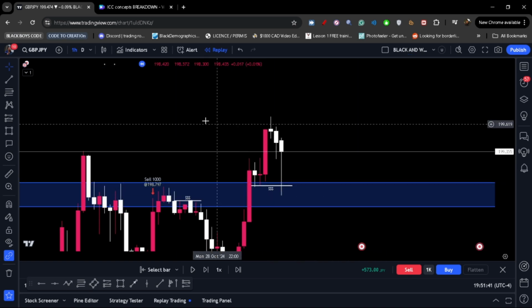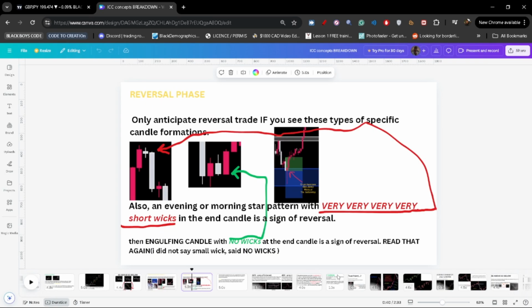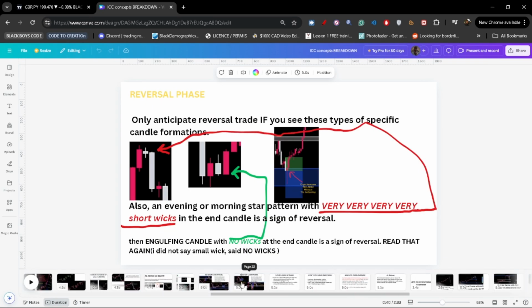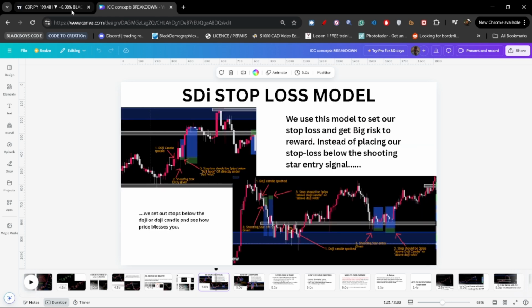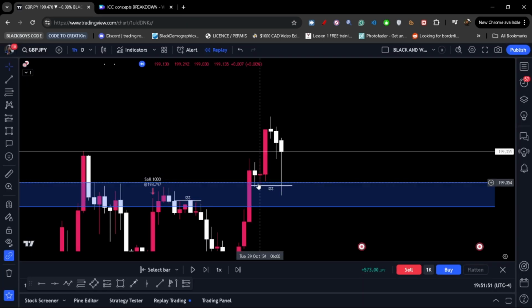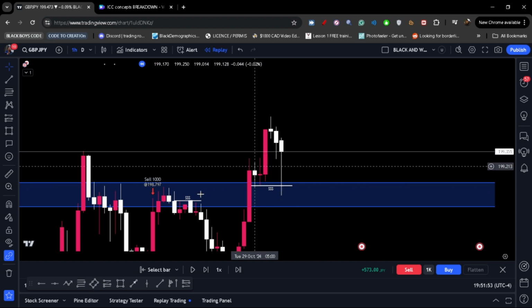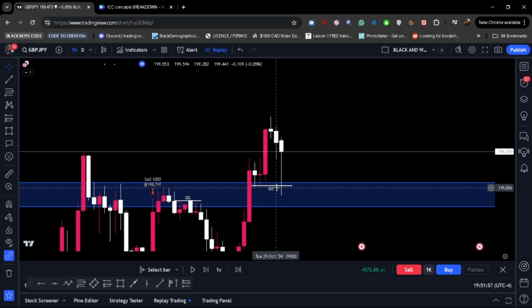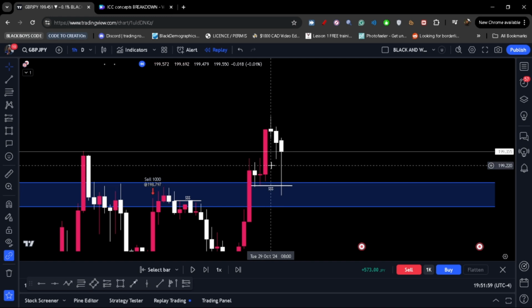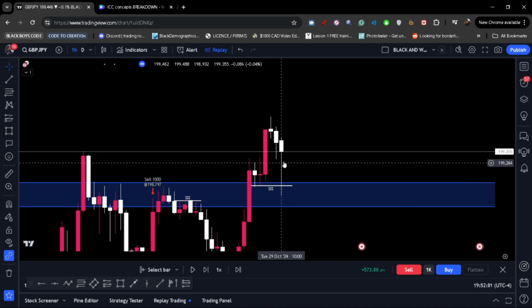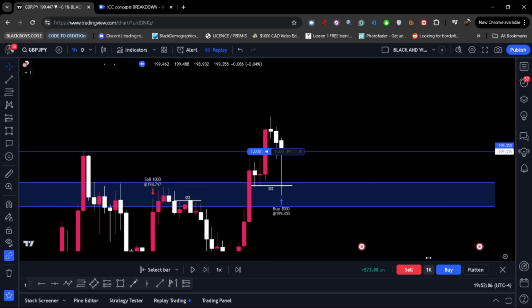So basically what I did was, again with the SDI stop loss model, essentially it just means placing your stop loss literally below the doji candle right there, right? So in this case here, I literally placed my entry right here. And in this case, because price already took out this liquidity here, I already anticipated that price will not even come close to this area here. So I literally just bought right there, boom, right? And then my stop loss was literally right there.